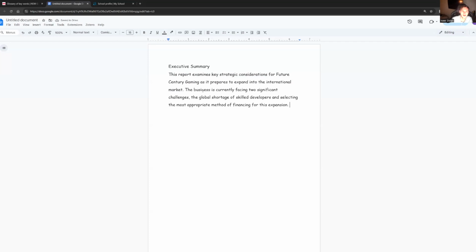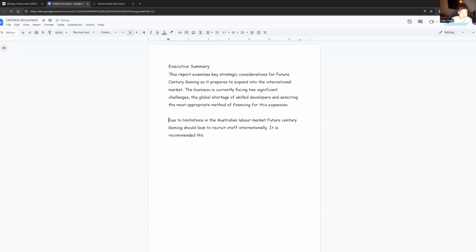So now we've given the background information of why the report was written and what the report is aiming to do. Now we will start explaining or breaking down the body paragraphs. In that report, I've written 2 body paragraphs. So, due to limitations in the Australian labour market, Future Century Gaming should look to recruit staff internationally.